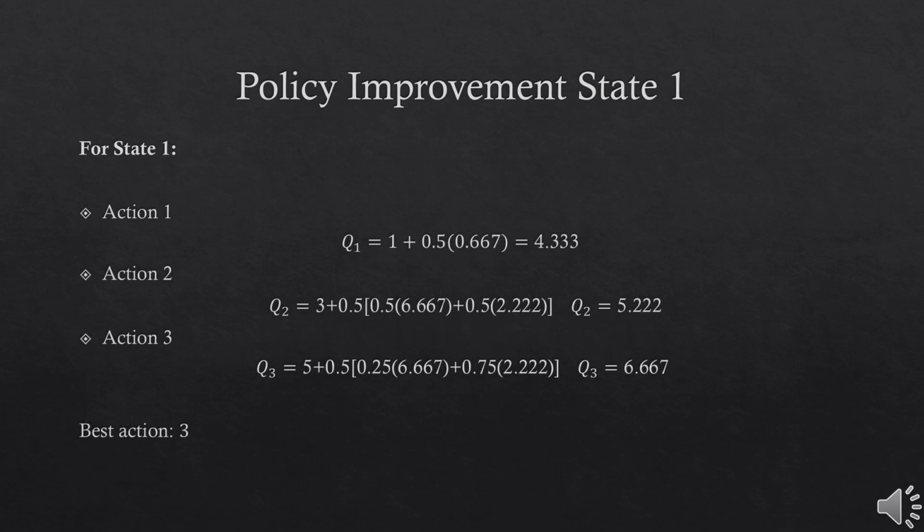Using the new value function, we once again evaluate all actions available in state 1. The purpose is to check whether an even better action exists. After performing the calculations, action 3 still provides the highest expected return. This means that no change is needed in state 1. The action selected in the previous iteration remains the best available choice. This is a strong indication that the algorithm is approaching convergence.